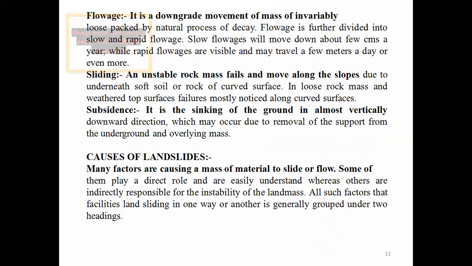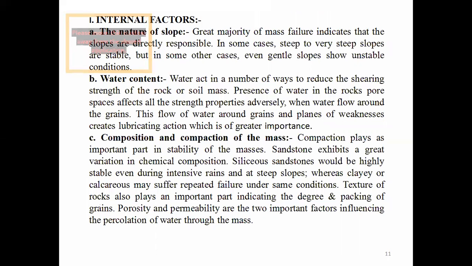Many factors cause the mass of material to slide or flow in a particular direction. Some may play a direct role and are easily understood, whereas others are indirectly responsible for the instability of the land masses. All such factors that facilitate landsliding are generally grouped into two headings: internal factors and external factors.